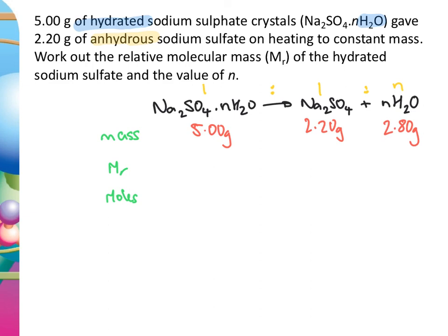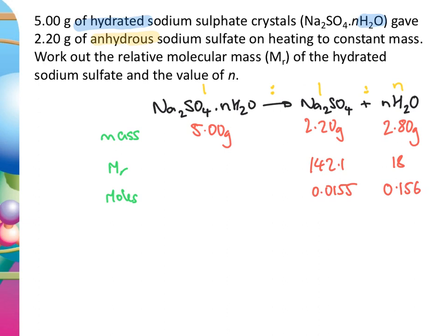But we do know the true formula of sodium sulphate, and we do know the true formula of water. So we can work out the number of moles of sodium sulphate, the anhydrous sodium sulphate, and we can work out the number of moles of water. So the MRs of those 2 substances are 142.1 and obviously 18. So we can work out the respective number of moles of each. We divide their masses by their MRs, and that gives us 0.0155 and 0.156.